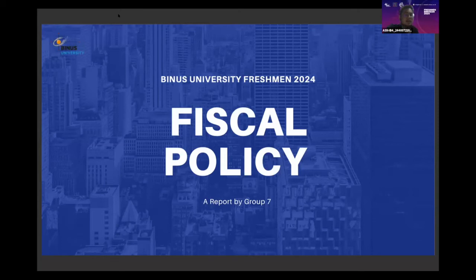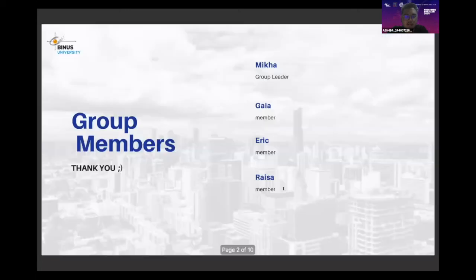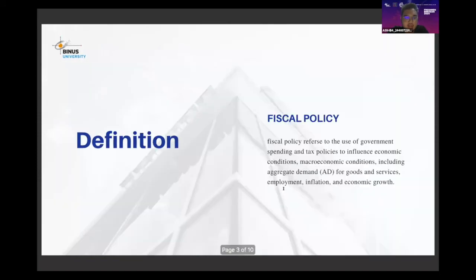Hello everybody. We're going to talk about fiscal policy, and then next slide. There are 4 of us. I'm the group leader, and there's Gaya, Eric, and Raisa. So for the introduction, fiscal policy refers to the use of government spending and tax policies to influence macroeconomic conditions, including aggregate demand for goods and services, employment, inflation, and economic growth.